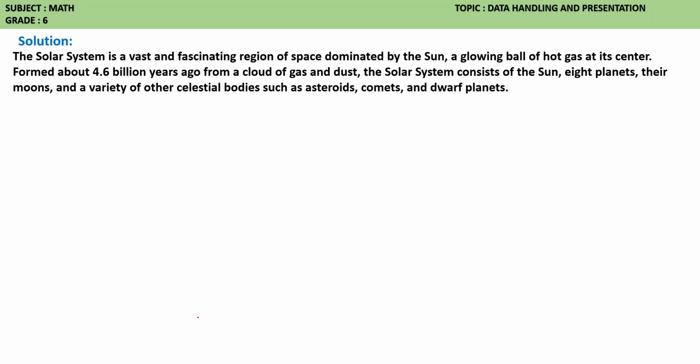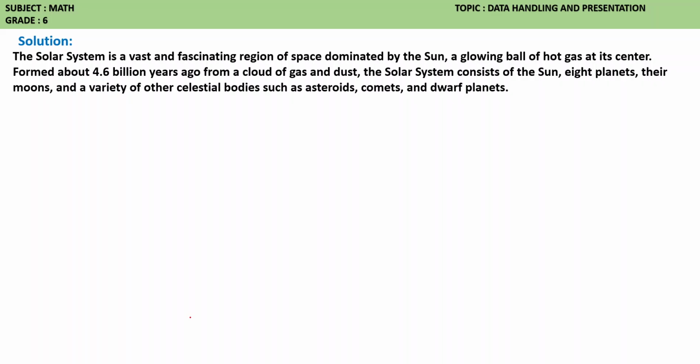Solution. I have collected this article. The solar system is a vast and fascinating region of space dominated by the sun, a glowing ball of hot gas at its center, formed about 4.6 billion years ago from a cloud of gas and dust. The solar system consists of the sun, 8 planets, their moons, and a variety of other celestial bodies such as asteroids, comets, and dwarf planets.